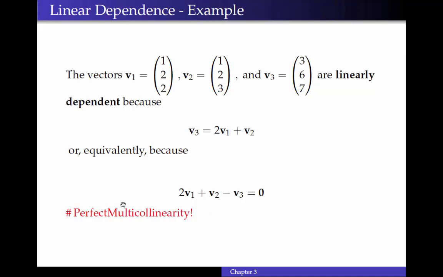And so this is what we call perfect multicollinearity. I'm sure that you've heard that from Dr. Labar's portion when he speaks of regression, right? Perfect multicollinearity is a very, very bad thing. In fact, it completely violates the assumptions of regression.